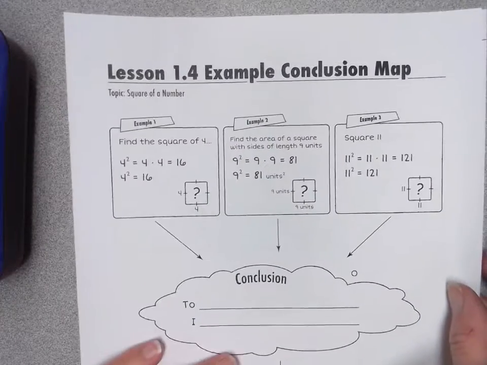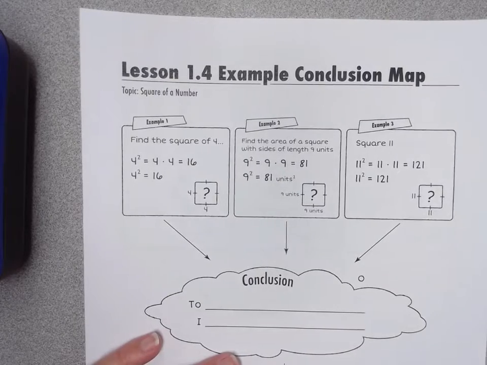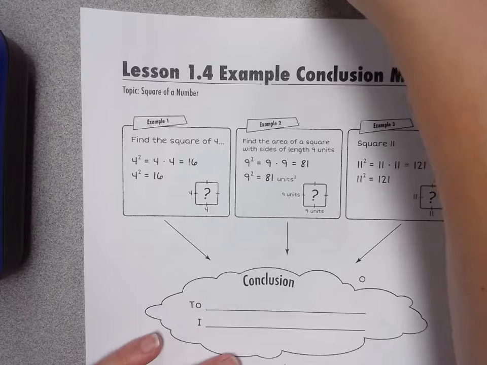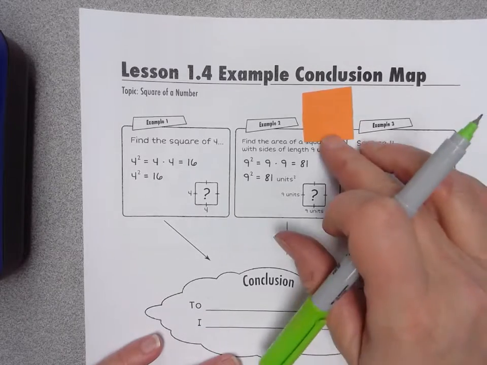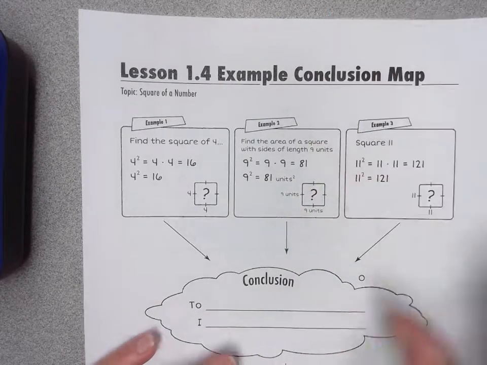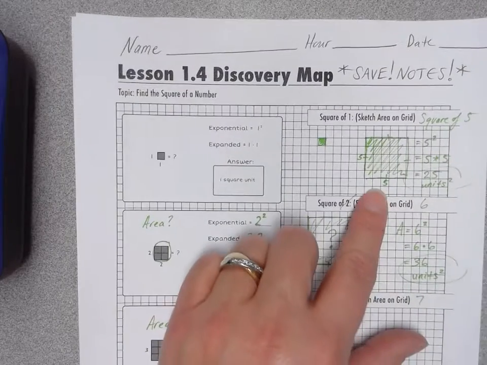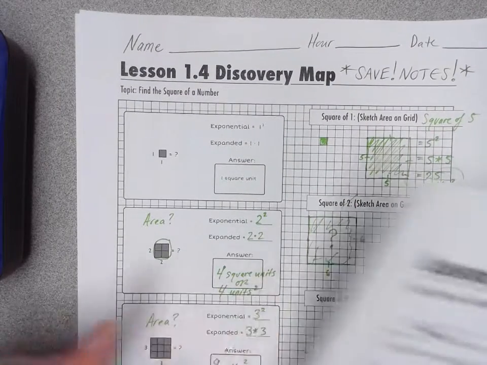The next thing students could look at is our example conclusion map. So this is next in their notes. It says the topic is the square of a number, and we just practiced that. We did that a couple ways. We did that with this approach, using something concrete. We did that with our notes approach, making something pictorial. So here we call this a pictorial approach.